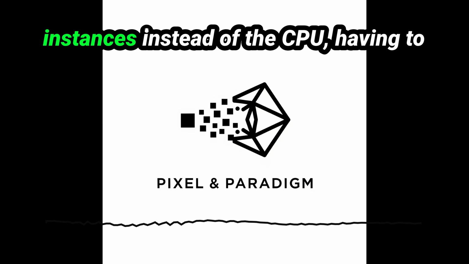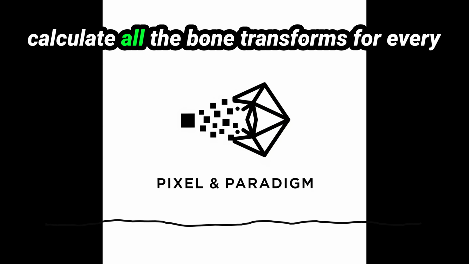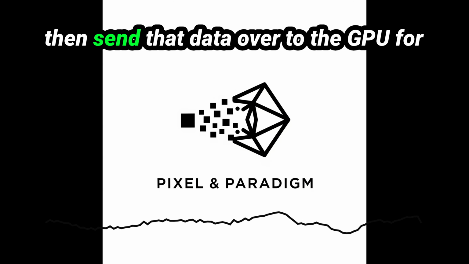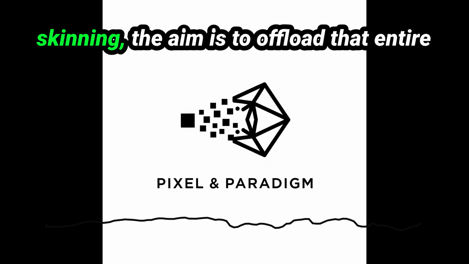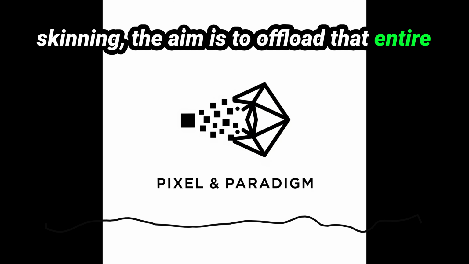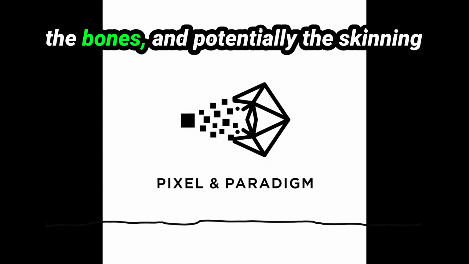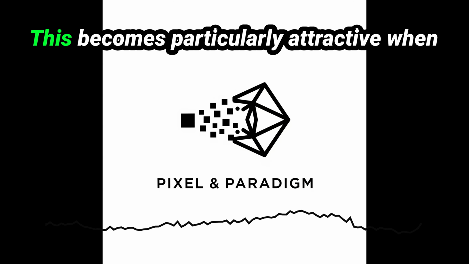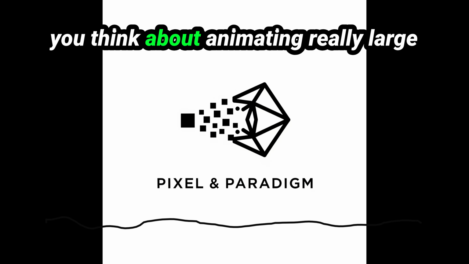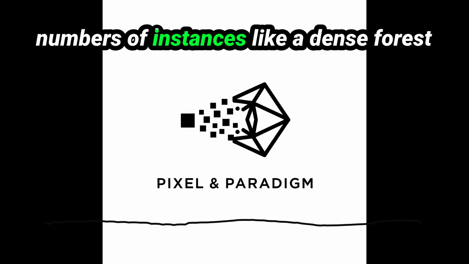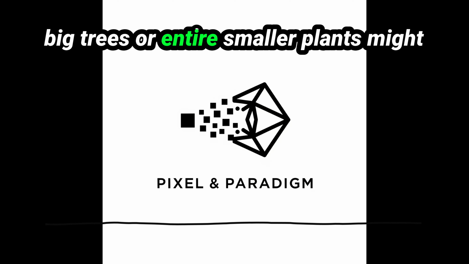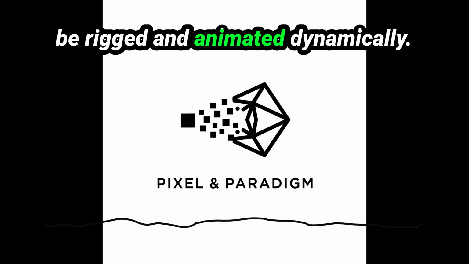Instead of the CPU having to calculate all the bone transforms for every single animated tree in your forest and then send that data over to the GPU for skinning, the aim is to offload that entire process, both the simulation driving the bones and potentially the skinning itself, to the GPU using compute shaders. This becomes particularly attractive when you think about animating really large numbers of instances like a dense forest where maybe even larger branches on big trees or entire smaller plants might be rigged and animated dynamically.